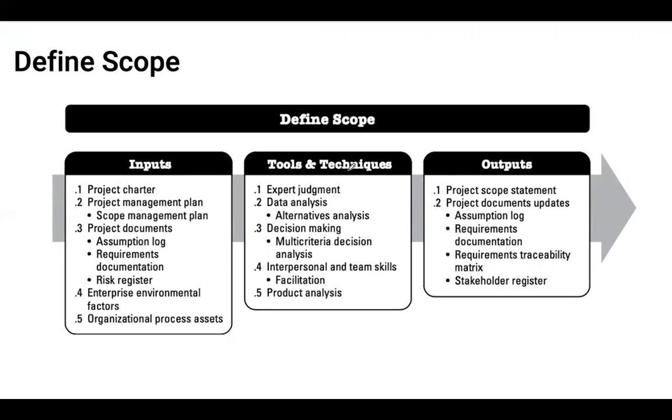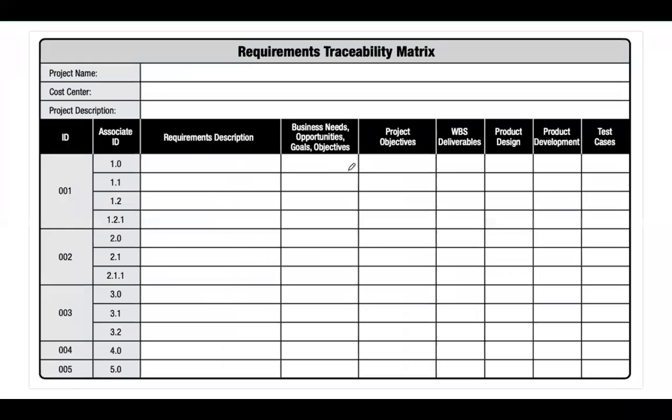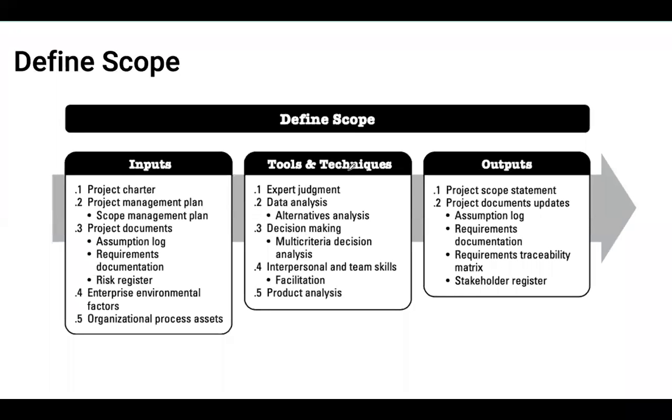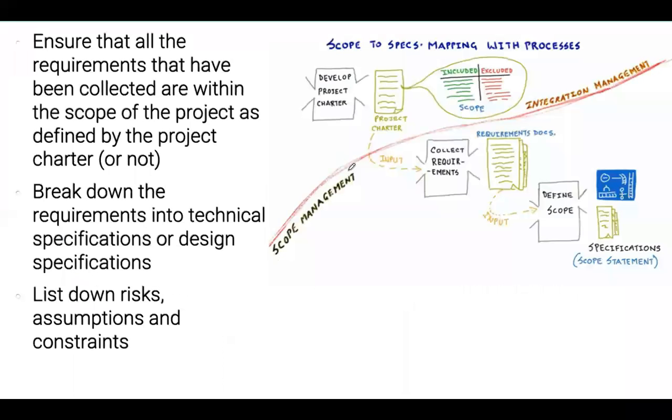And then we're going to update documents: the assumption log about our project, the requirements documentation, traceability matrix might be updated based on the scope definition, and then the stakeholder register. So, at the beginning of the requirements traceability matrix, we're going to have requirements ID, descriptions, and maybe business needs that are satisfying the requirements. At the end of this, we're going to fill out all the other columns.